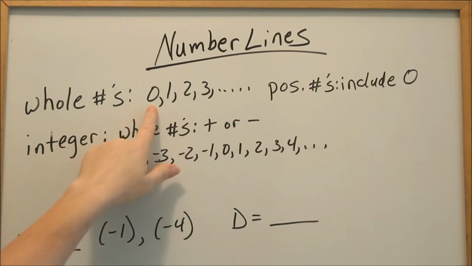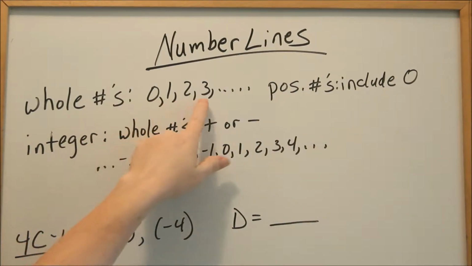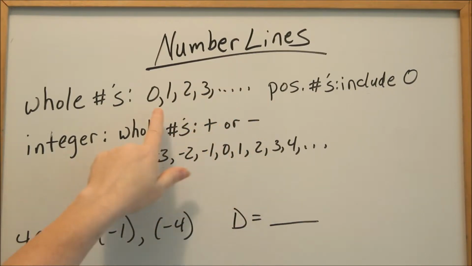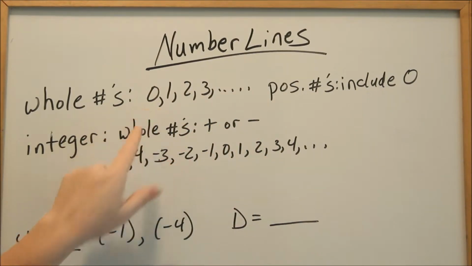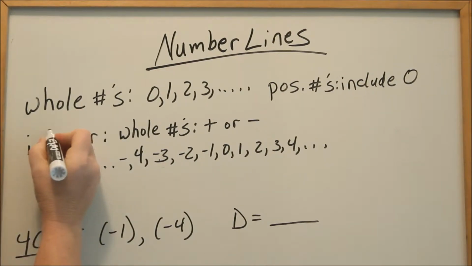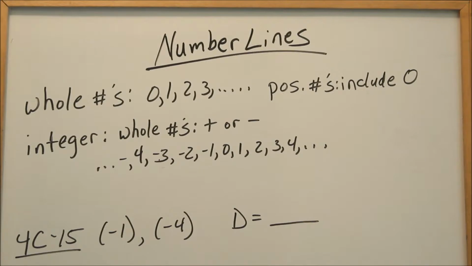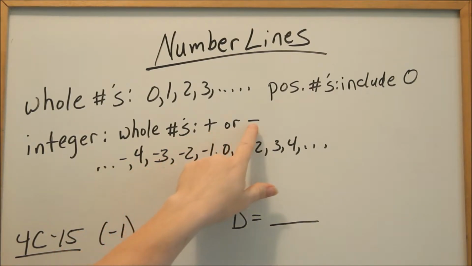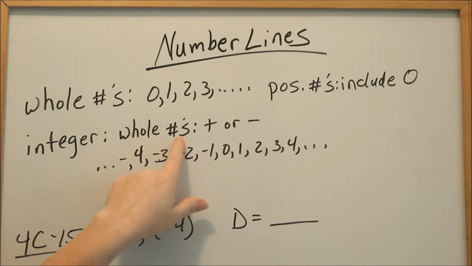So these are all whole numbers: 0, 1, 2, 3, etc. 4, a million, 50. They're all positive and they include 0. Okay? Integer. This is probably a new word for you. So what is an integer? An integer is a whole number, meaning not a fraction, not a decimal, a whole number that can be positive or negative. And that also includes 0.